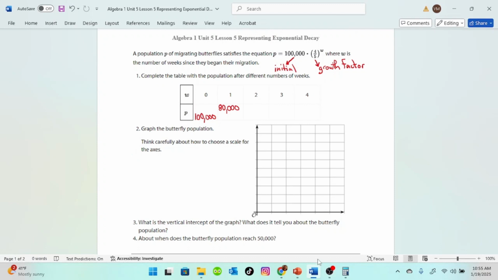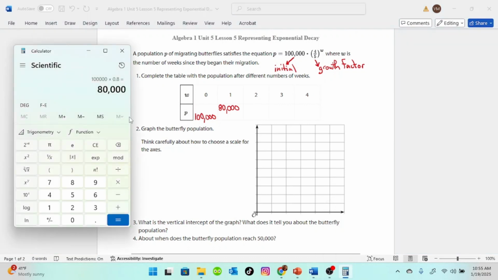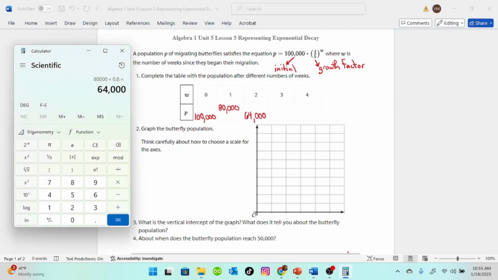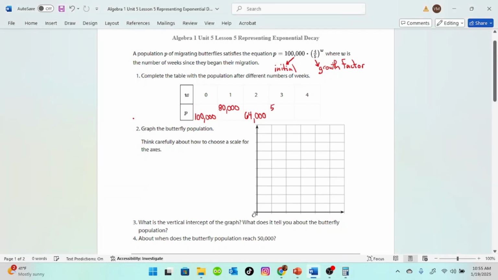Now we're going to take that 80,000 and we're going to multiply it by 4/5, which is 0.8. And that leaves us with 64,000 butterflies. Now we're going to take those 64,000 butterflies that are remaining, and we're going to multiply them by 4/5, which is equal to 0.8. And that gives us 51,200 butterflies.